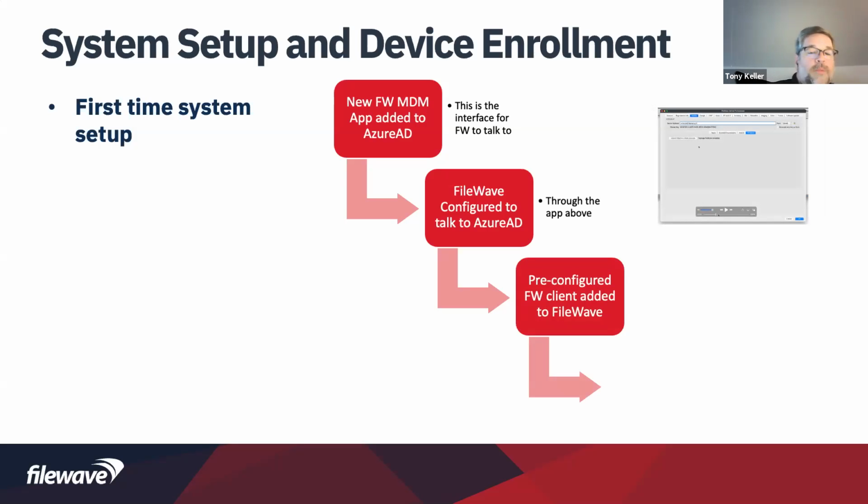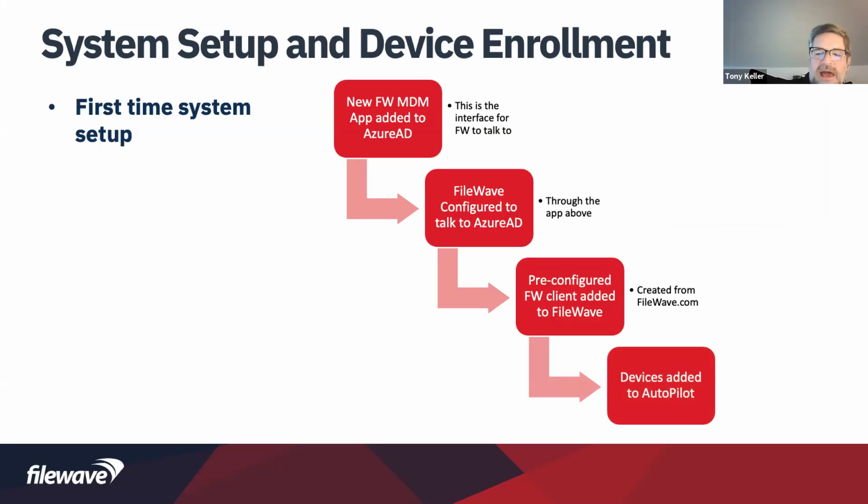Then we're going to take our pre-configured FileWave client and add it to FileWave. You'll see here that's done in our native interface because it's where we're doing it currently for the macOS client, but it's the same concept: adding that client so that the newly enrolled FileWave MDM Windows device will know what server to go to. Once that is set up, devices will be added to Autopilot.